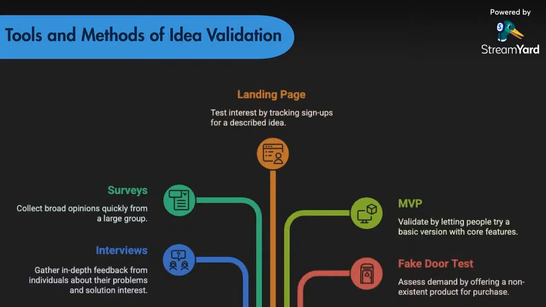A minimum viable product, that is building a basic version with just the core features and then letting people try it. And a fake door test: offer the product as if it exists and see if people try to buy or use it. For example, Dropbox made a video demo before building the product. People loved it, so they ended up making the real thing.